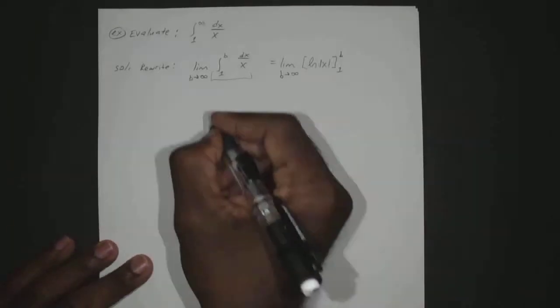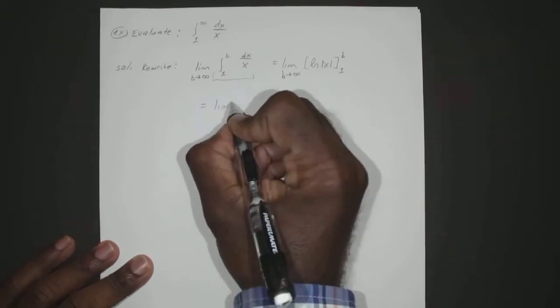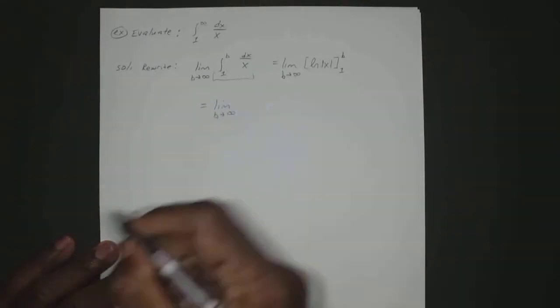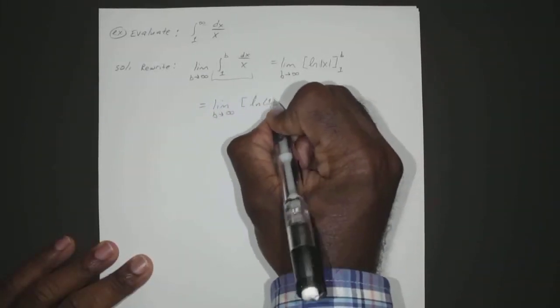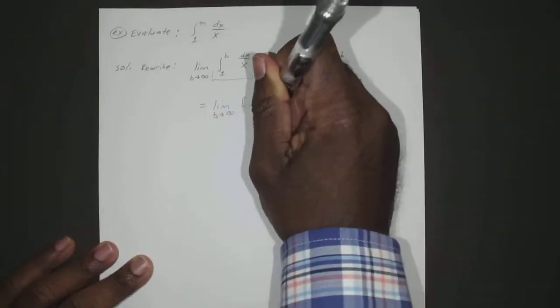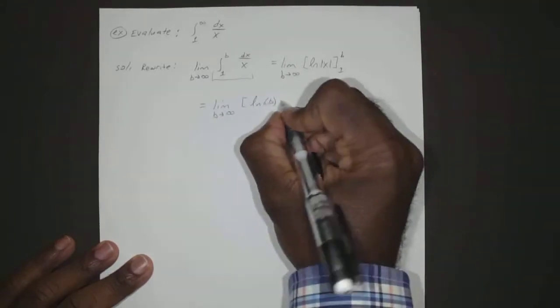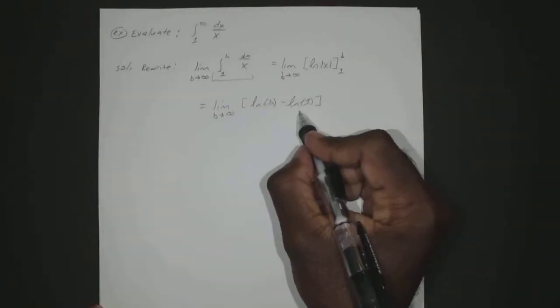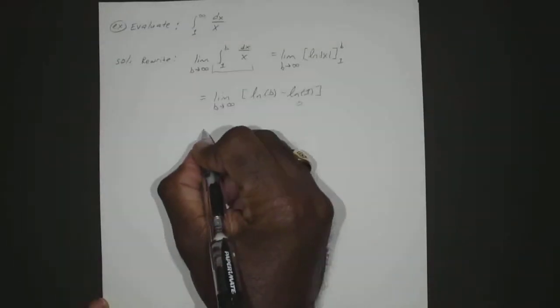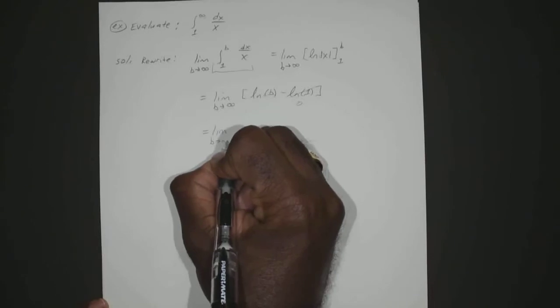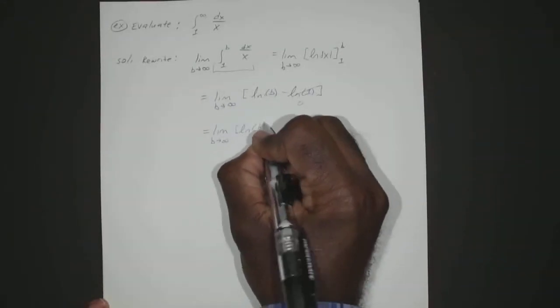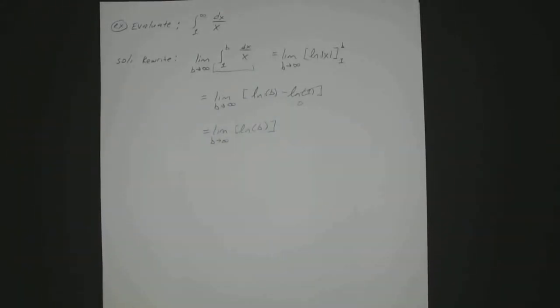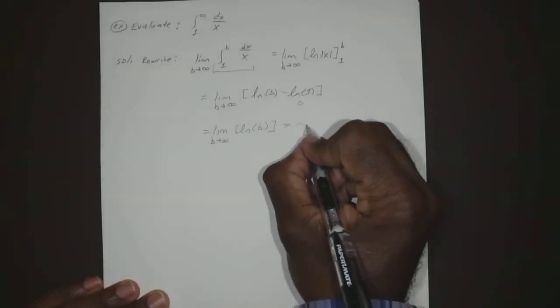Okay. So now we just use the fundamental theorem. So that would be the limit as b approaches infinity of natural log of b minus natural log of 1. Okay, so we know natural log of 1 is 0, so that just disappears. So we have the limit as b approaches infinity of natural log of b. Okay. So we know as b gets bigger and bigger, the natural log of b gets bigger and bigger. So because it just keeps growing, as your b keeps growing, it actually equals infinity.